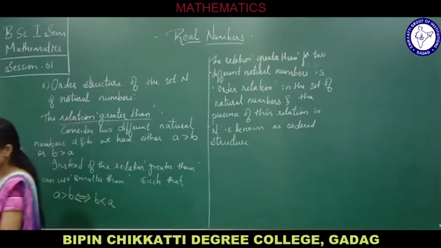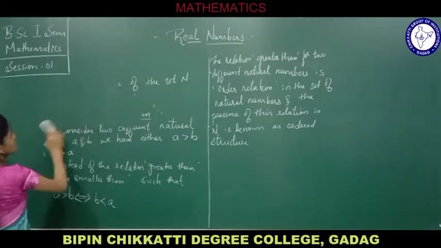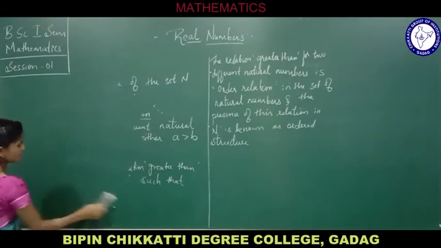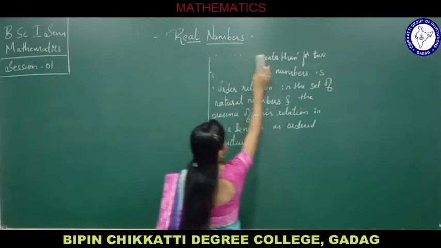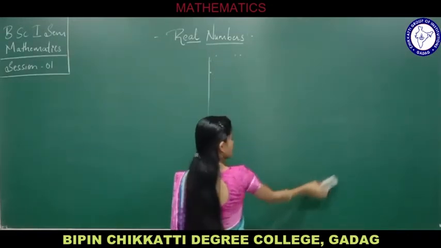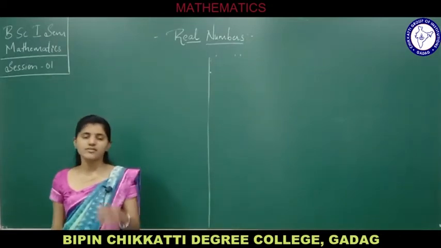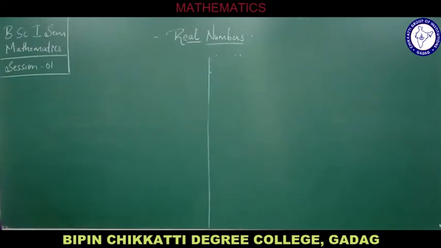Now we are going to study the multiplication composition of real numbers. All the properties are the same. We are not going to deal with the same properties again for real numbers; that will be given in your notes. We are going to continue with the further explanations, that is, the ordered structure of R.